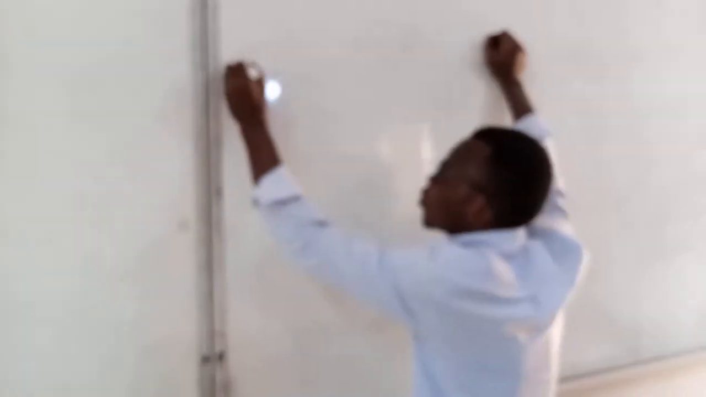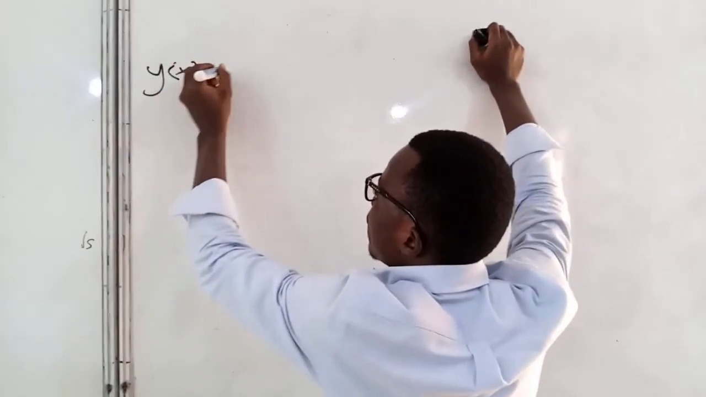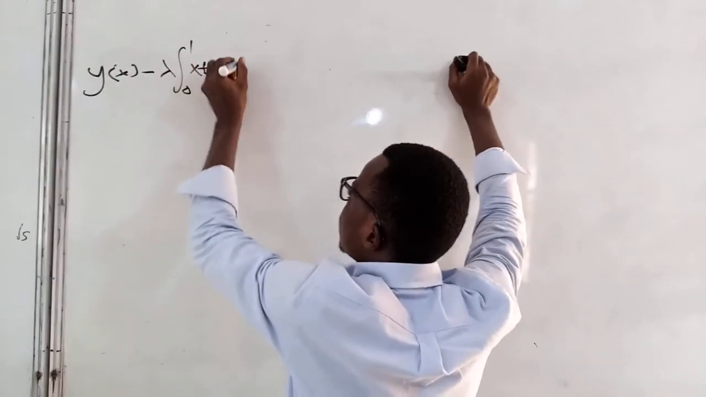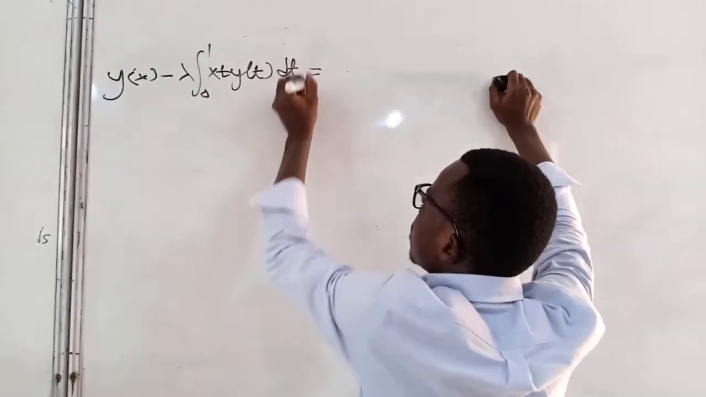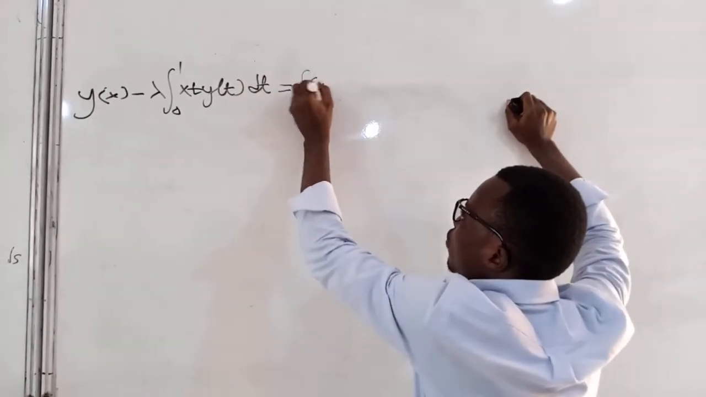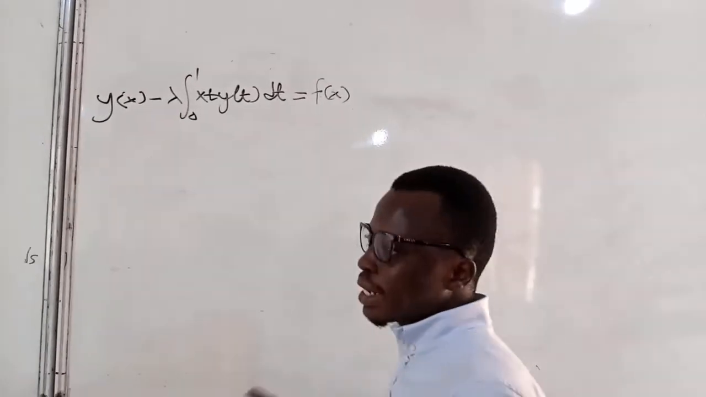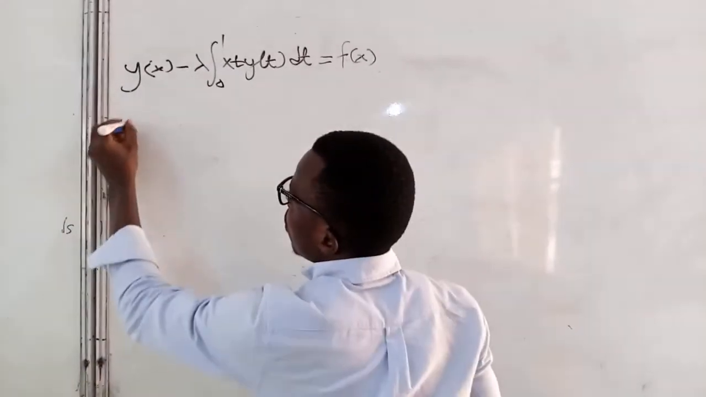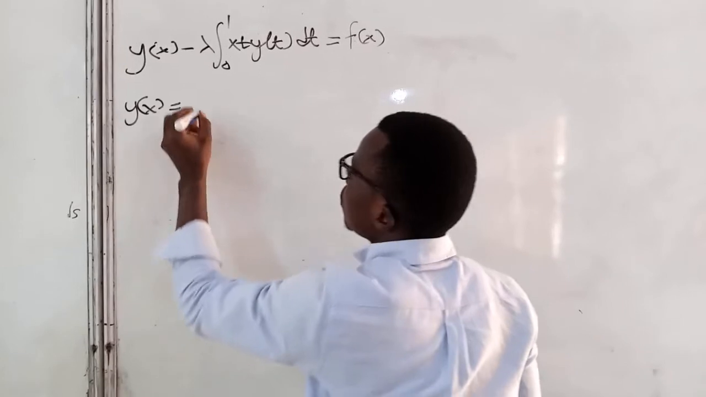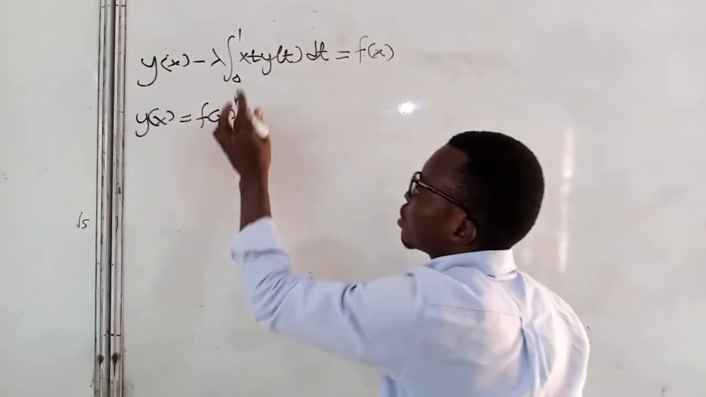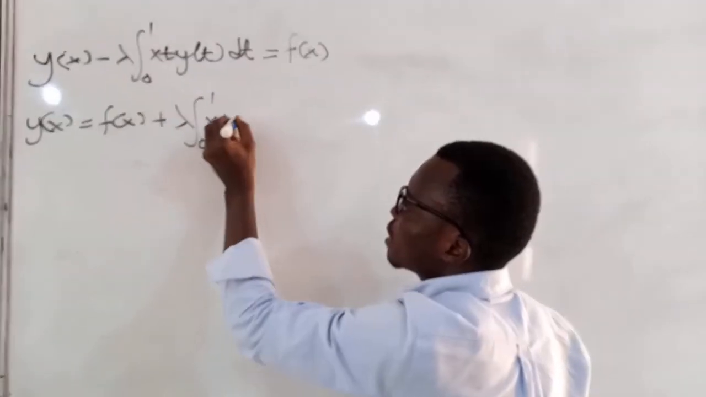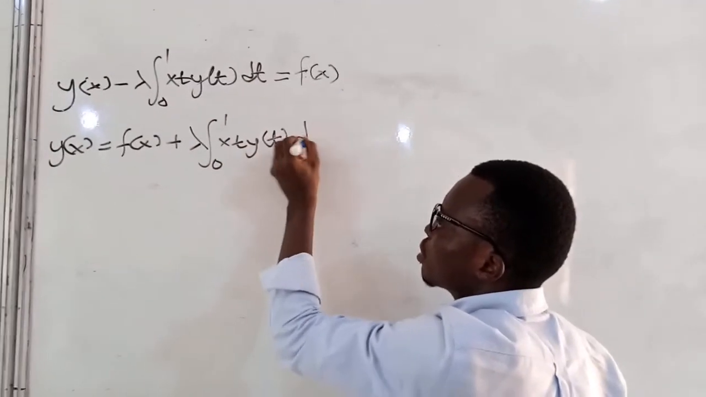Now let's consider the integral equation in the question, which is giving us y of s minus lambda integral from 0 to 1 of s t y of t dt, which is equal to f of s. Now let's make y of s the subject of the equation. I'm going to get y of s equal to f of s plus lambda integral from 0 to 1 of s t y of t dt.